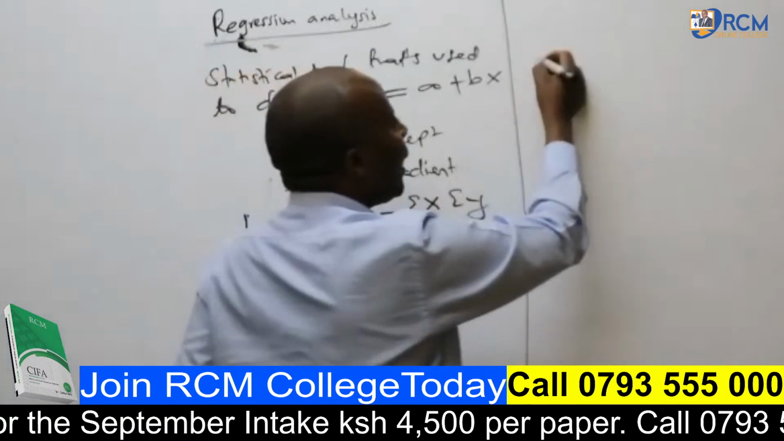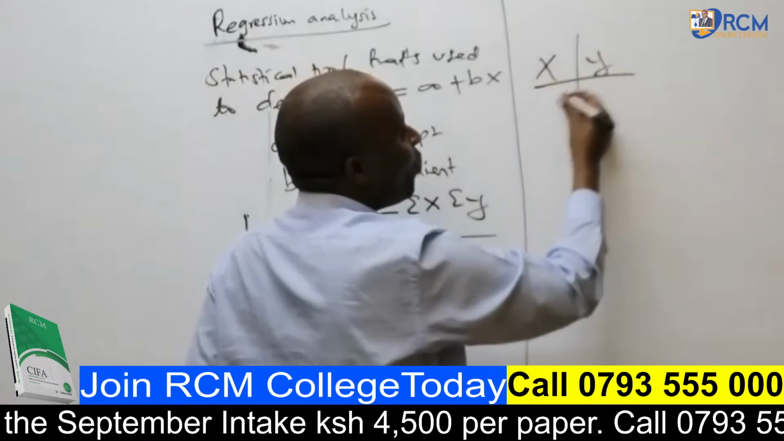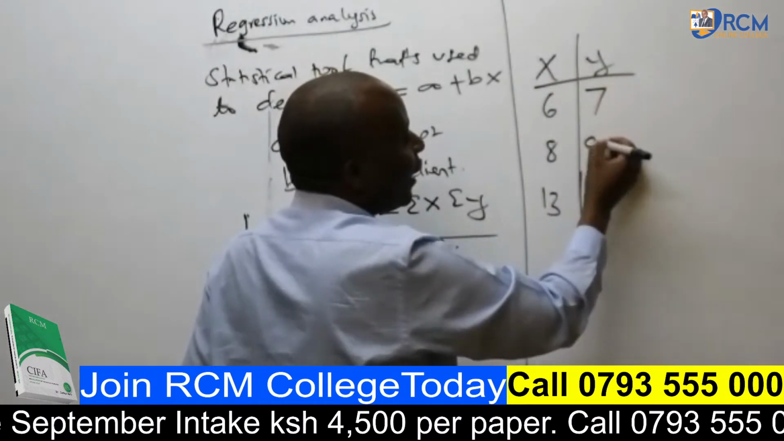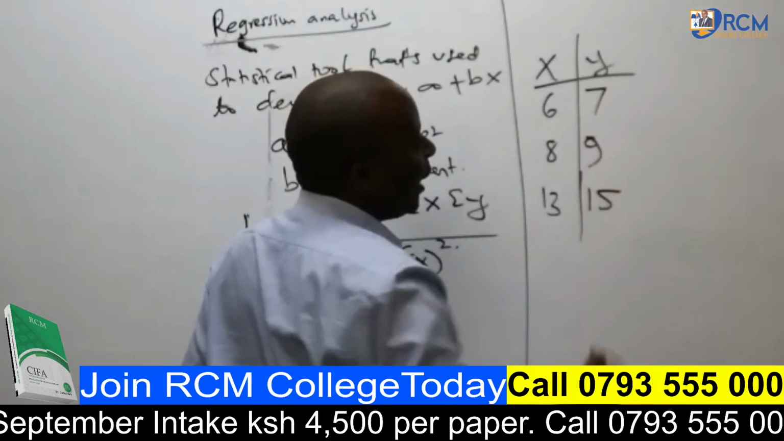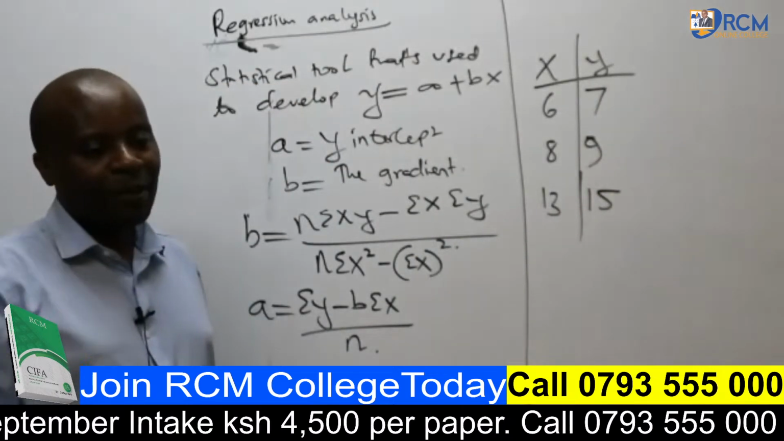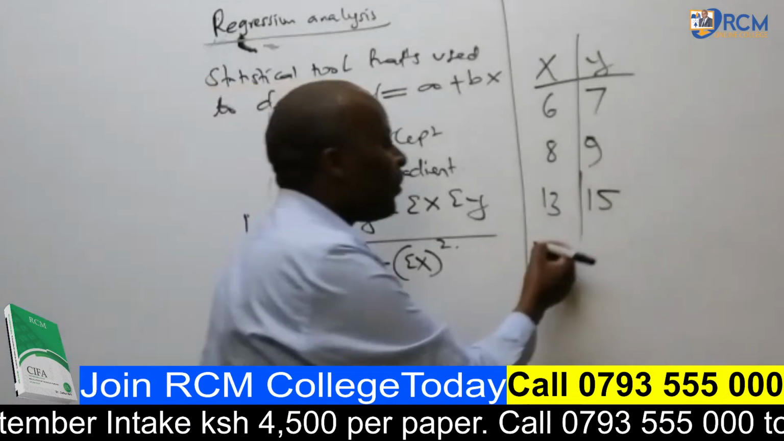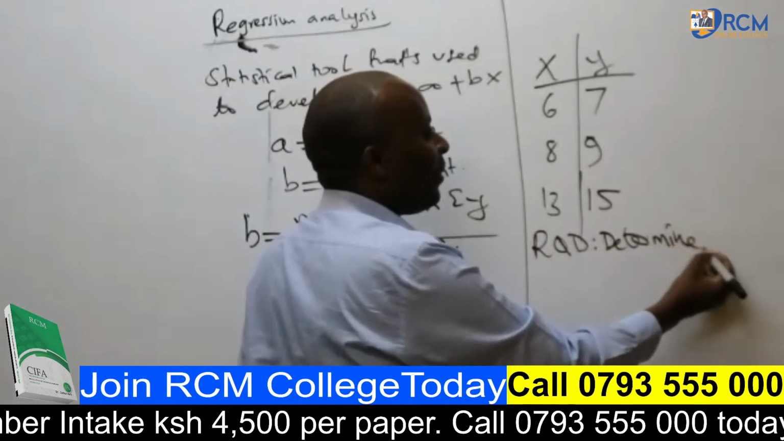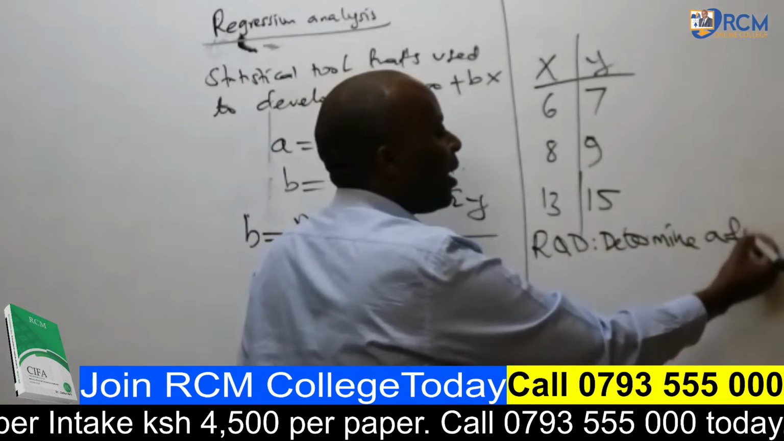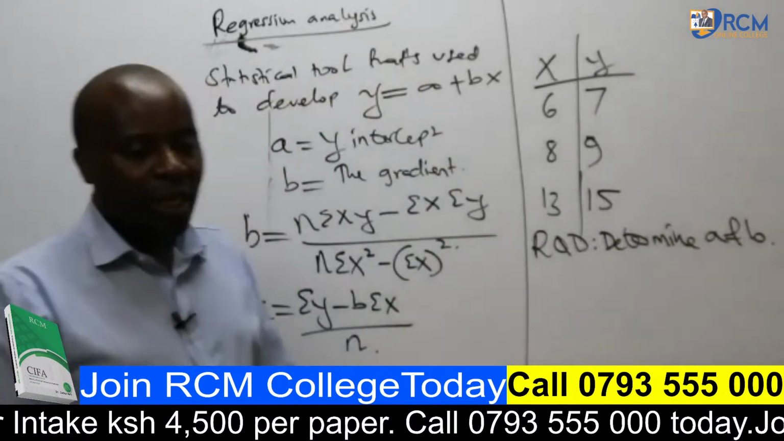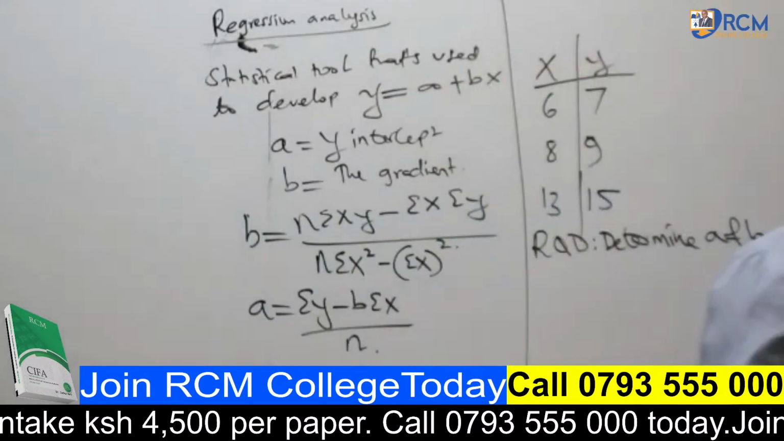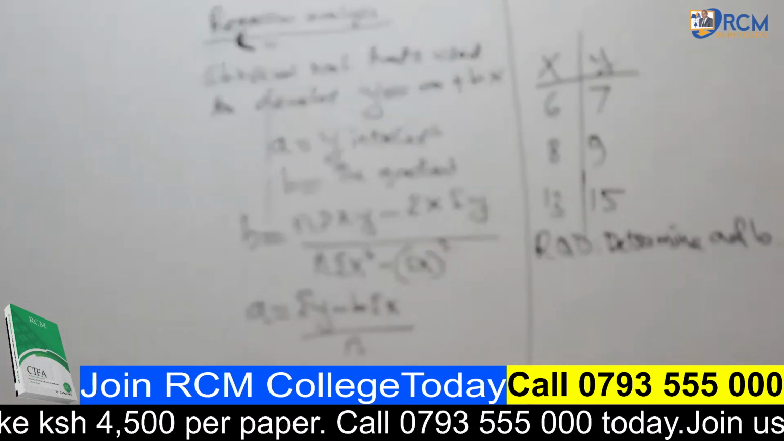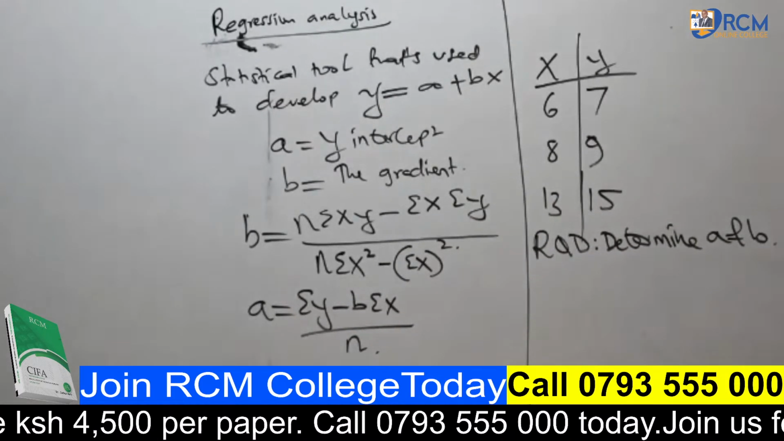If you're given X and Y, perhaps they give you X as 6, 8, 13, and Y as 7, 9, 15. Then you are required here to determine A and B using regression analysis.